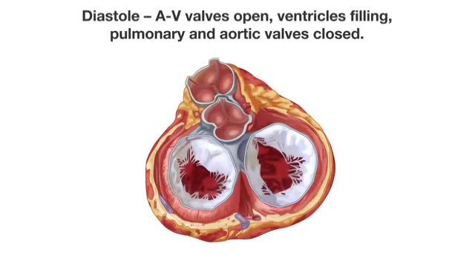This image shows the position of the valves in diastole when the ventricles are filling. We see the atrioventricular valves are open, and the pulmonary and aortic valves are closed by back pressure. Closure of these valves produces what is called the S2 heart sound.